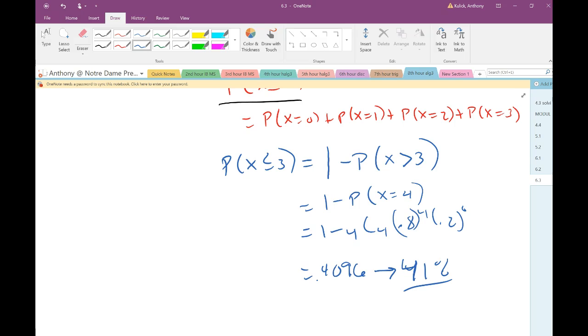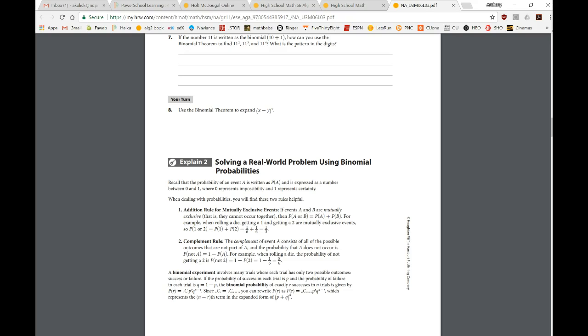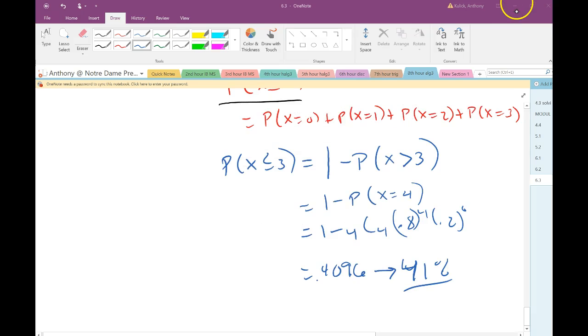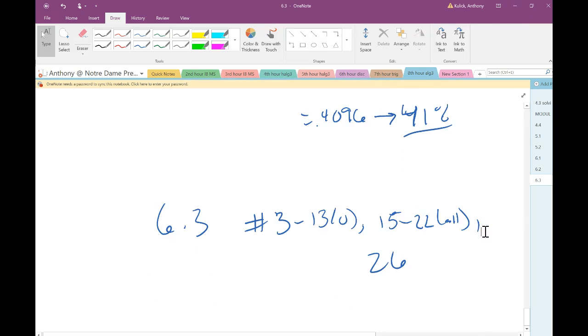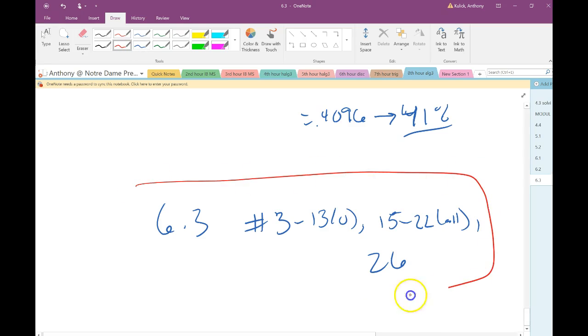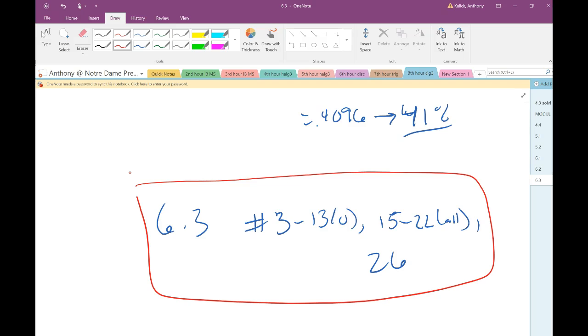So your assignment is in section 6.3: 3 to 13 odds, and then 15 to 22 all, and then 26. Good luck.